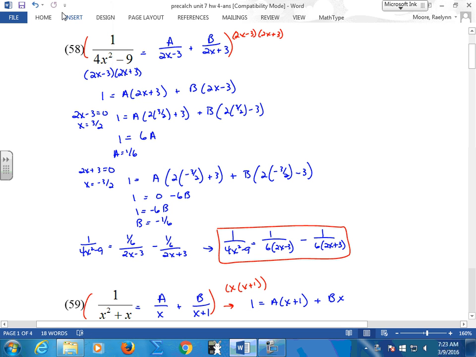Just to walk through the process from yesterday: we factored the denominator, and then we separated into two factors, an A and a B, with a plus in the middle. What we did then was take this equation and multiply by its common denominator, which is the factors that you just found.